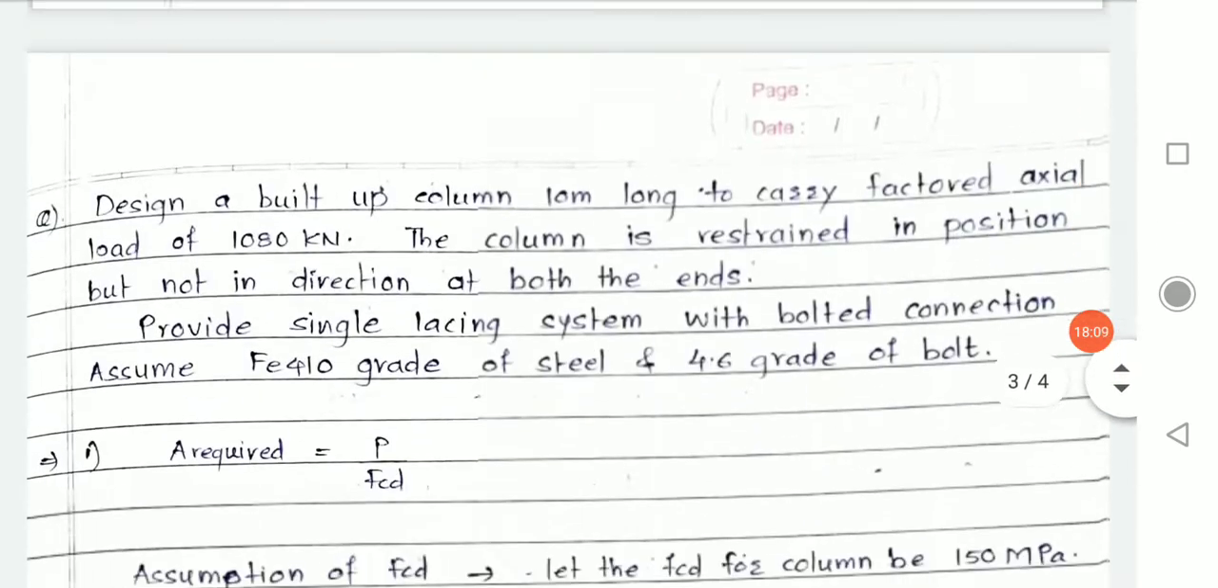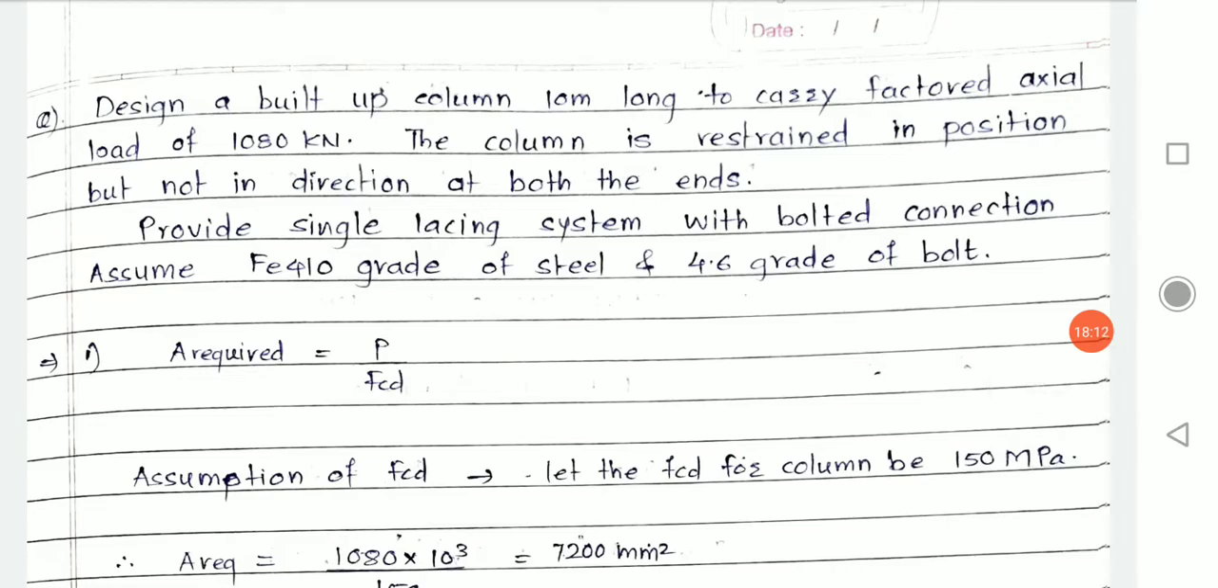Okay. Now let's try to solve one question on the basis of what we learned previously. The question is: design a built-up column 10 meters long to carry a factored axial load of 1080 kilonewton. And the column is restrained in position but not in direction at both the ends.